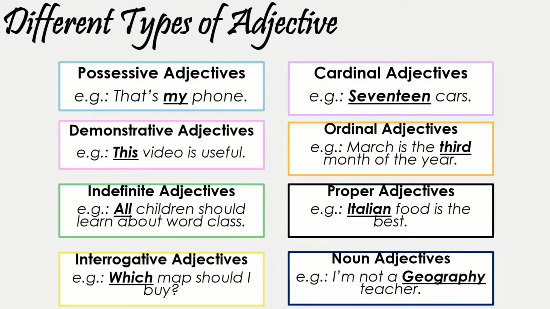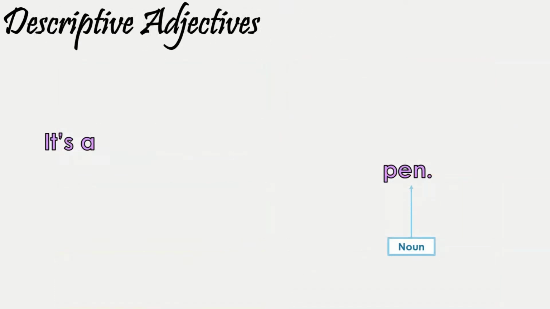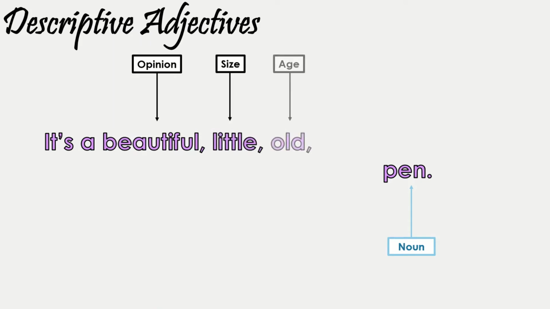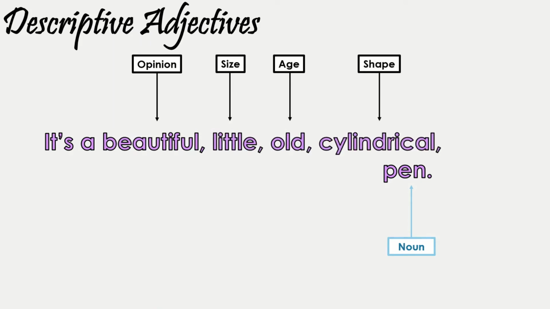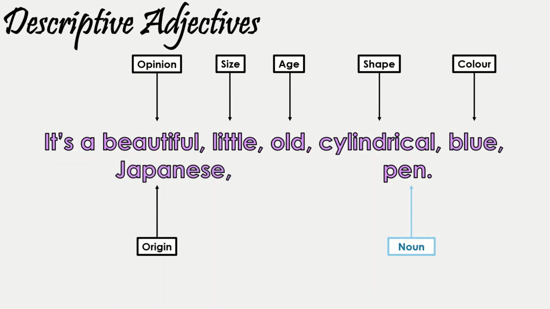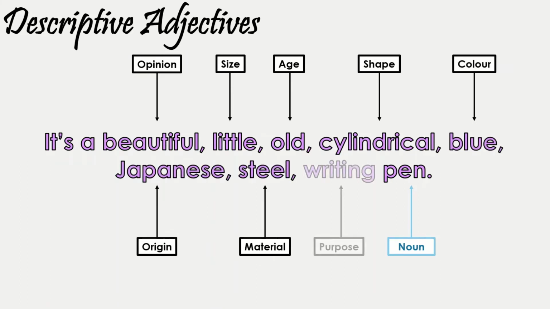There are a bunch of different types of adjective: cardinal adjectives, proper adjectives, demonstrative adjectives, and so on. But we are going to focus on descriptive adjectives today. Descriptive adjectives are probably what you think of when you think of adjectives. For example, let's take the noun pen. Descriptive adjectives can commonly take the form of opinion, size, age, shape, colour, origin, material, and purpose.